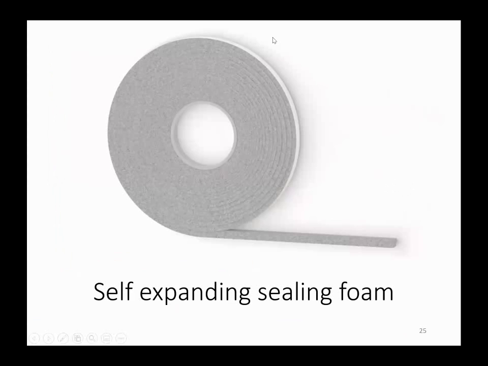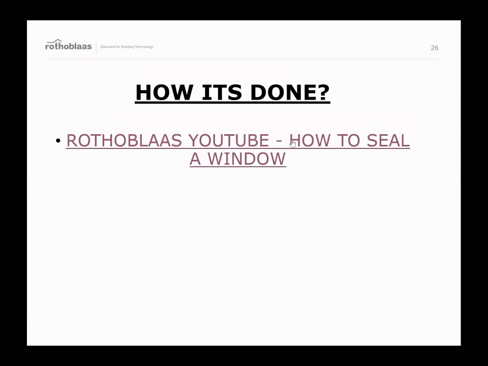Another way of sealing off a structure is a self-expanding sealing foam. A variety of these products are available and they are easy to use. You could also use spray foams to seal off any air gaps. It's a very common way to detail mass timber buildings. How it's done, again, I'm not going to show you a recording of a recording. Have a look on our YouTube channel. We have diagrams on how to seal off windows and a few other bits and pieces.